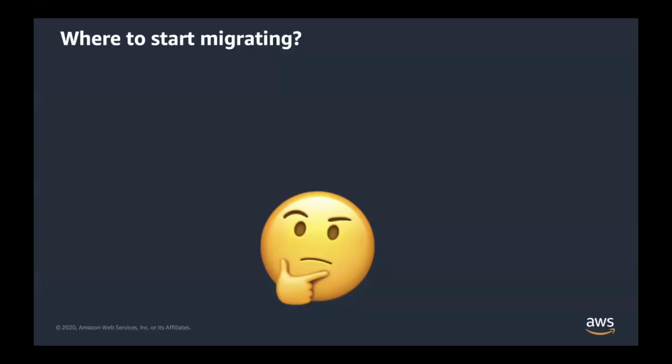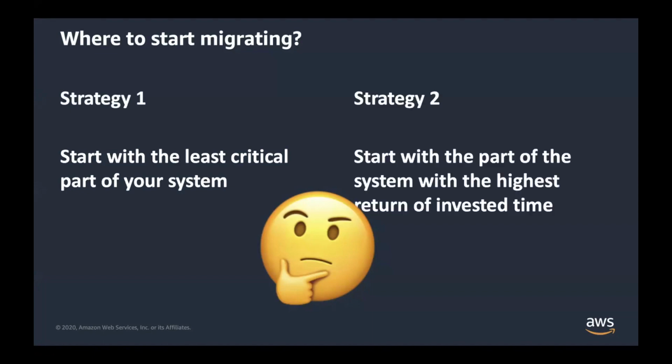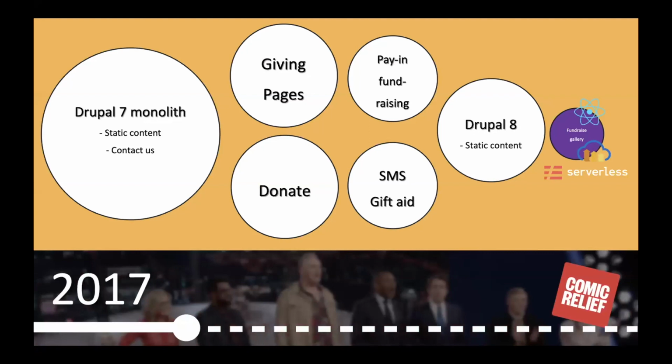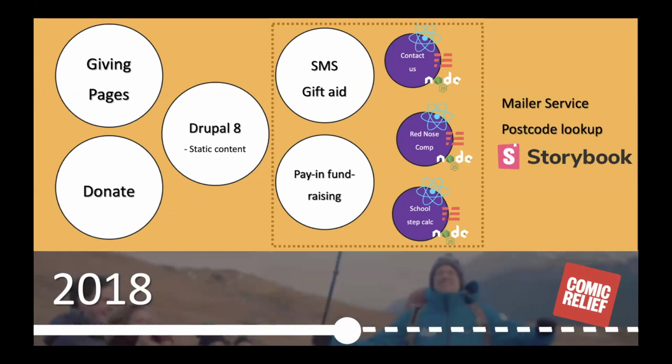So how did they do it? Well, they had two options. They could start with the least critical part of the system, or they could start with the donation service. Well, they started with the least critical part of their service in 2017. They started migrating the first bit. It's a photo gallery. Nobody really cared. It was something small. They could test and gain confidence. In 2018, they migrated more and more pieces, and they also started creating a framework of shared components.